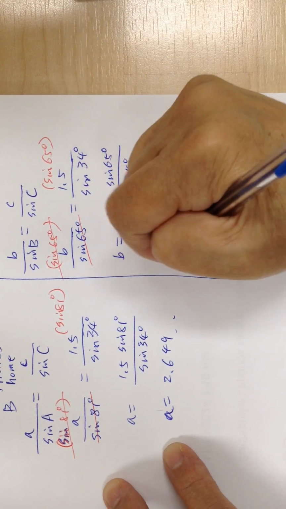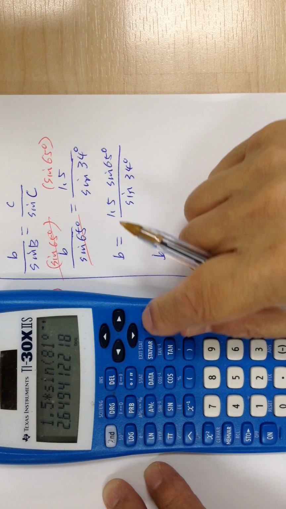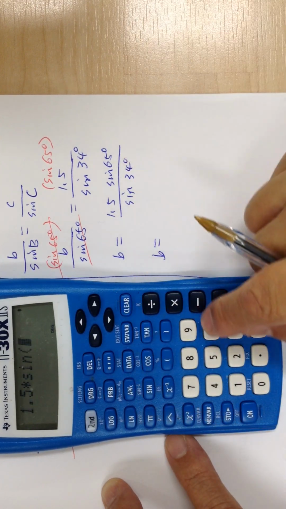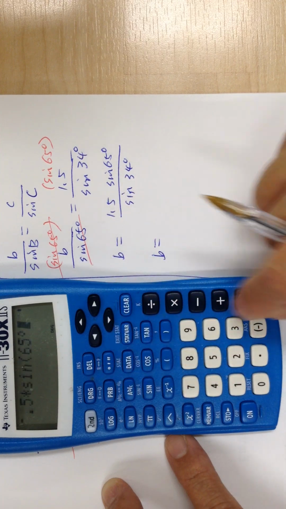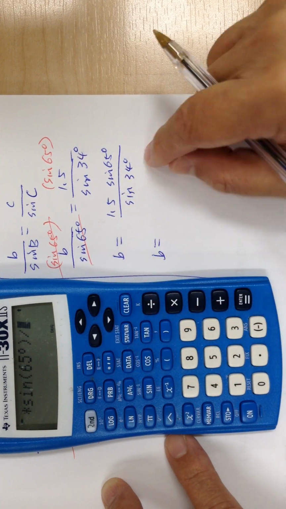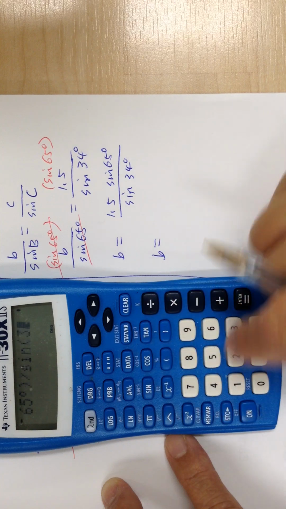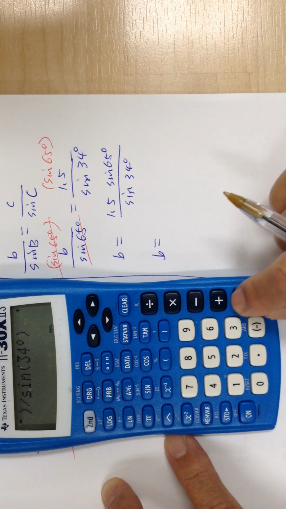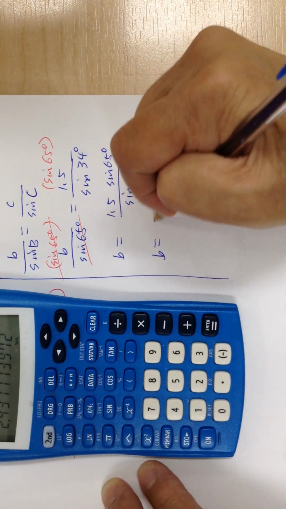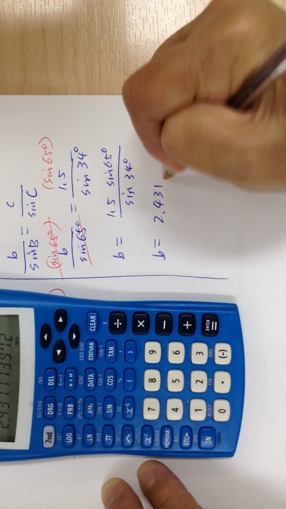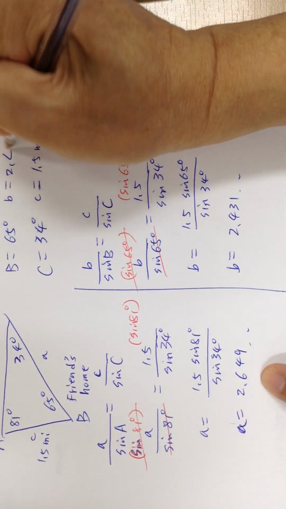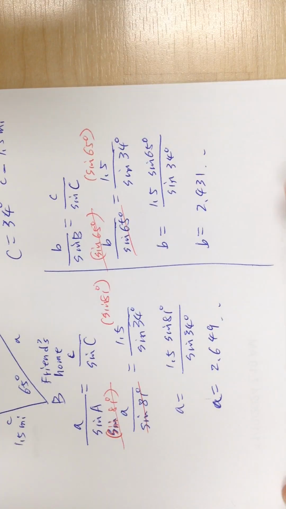Now use your calculator. So 1.5 times sine of 65 degrees divided by sine of 34 degrees, which equals 2.431 something. Again, let's round it, so 2.4 miles. Now you've got all the answers, so now you can answer the question.